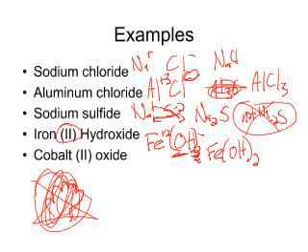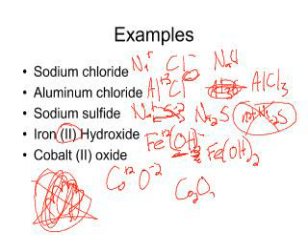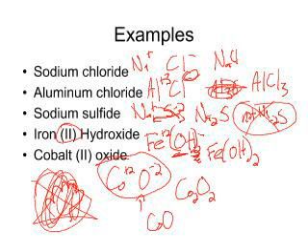Cobalt 2, Co, +2, oxide, O, -2. Now if I crisscross here, I'm going to get Co2O2. And this, really, the point of crisscrossing is to balance the charges. Looking at this right now, the charges are balanced. So the best and only correct answer is CoO, not Co2O2. So hopefully that helps. Going the other way.